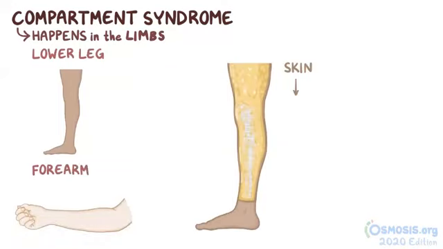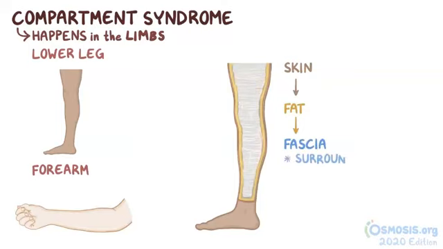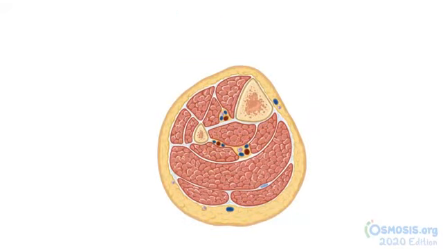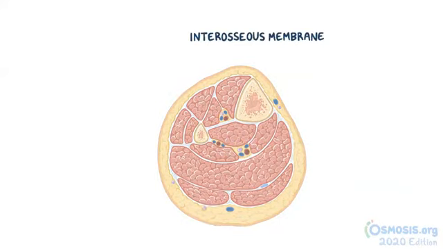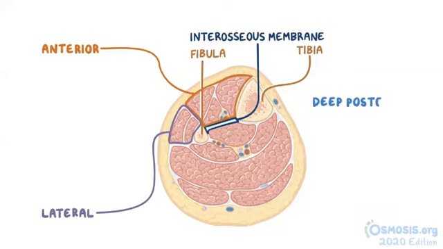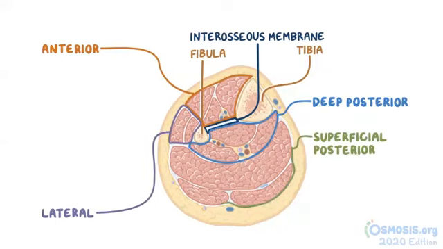Now, if we remove the skin and then we remove the fat from the lower leg, we would uncover the fascia. Fascia surrounds the muscles, keeping them tightly together while they contract to move the limb, and it also helps attach these muscles to the bones. Now, if we look at a cross-section of the lower leg, we can see that the fascia sends intermuscular septa that, together with the interosseous membrane between the tibia and fibula, divide the lower leg into 4 compartments.